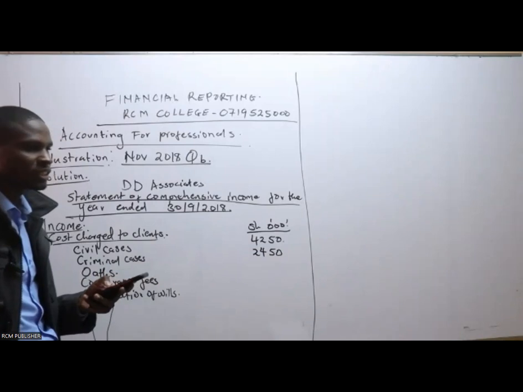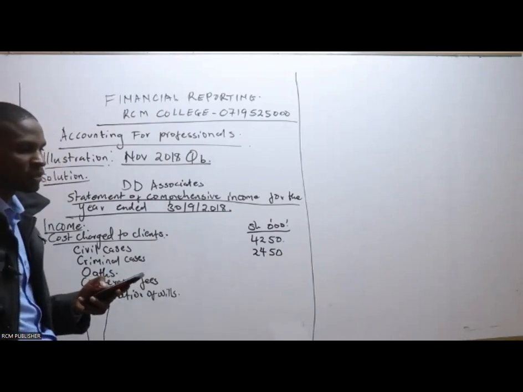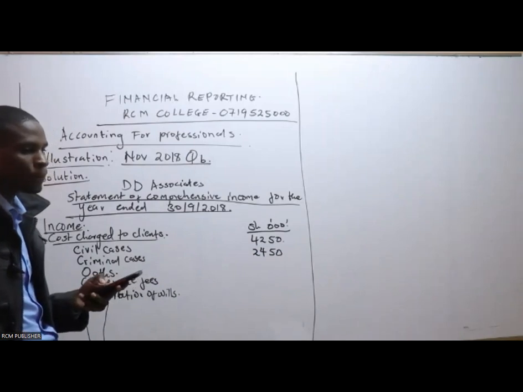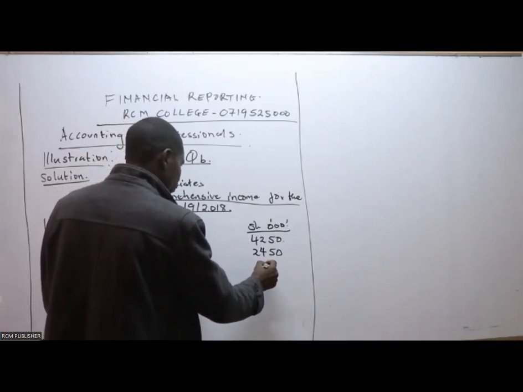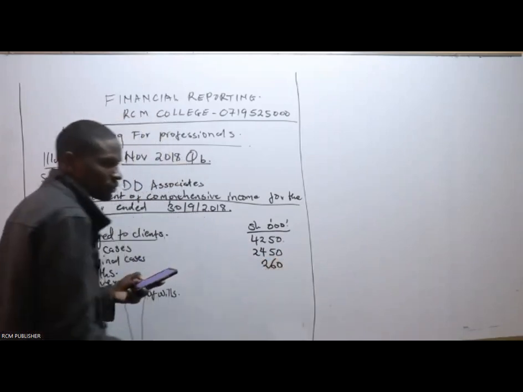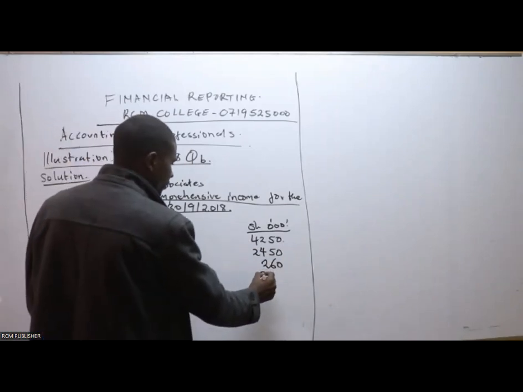Odds, they are going to be charged how much? How much is the charge for the odd? 260. That is very good. Then the other one is 340, conveyance fee, 340.